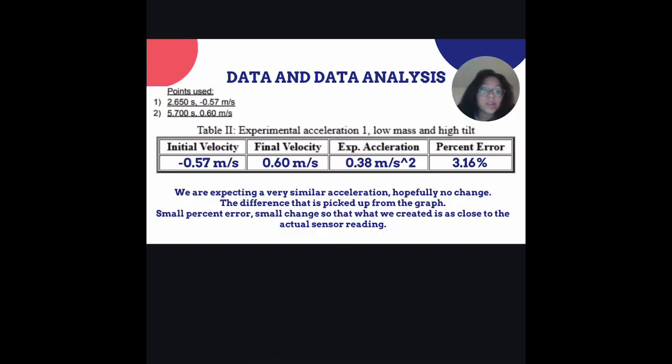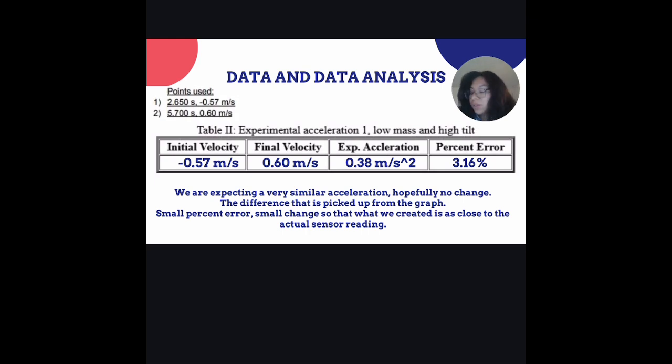So using the previous graph, the points we had found in the velocity, we found the initial velocity of 0.57 meters per second and then our final velocity of 0.6 meters per second. And then we found our expected acceleration, which was 0.3924. And then using the velocity, we found the acceleration, and the acceleration there was 0.38 meters per second squared.